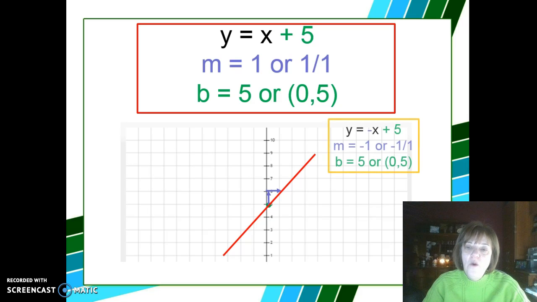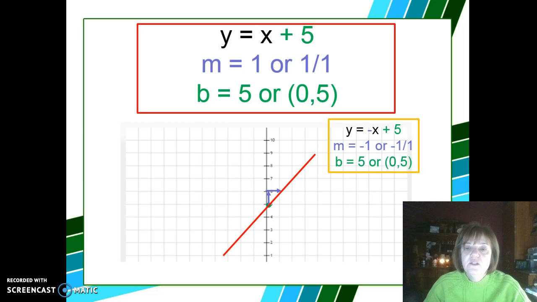Okay. But what happens if there's a minus sign in front of the x? Take a look at that equation. Only difference between the two is that I put a minus sign in front of the x. So, again, if there's no number, that means it's negative 1. Okay? So it'd be negative 1 over 1, or 1 over negative 1. It doesn't matter, as long as only one of those ones is negative, not both.